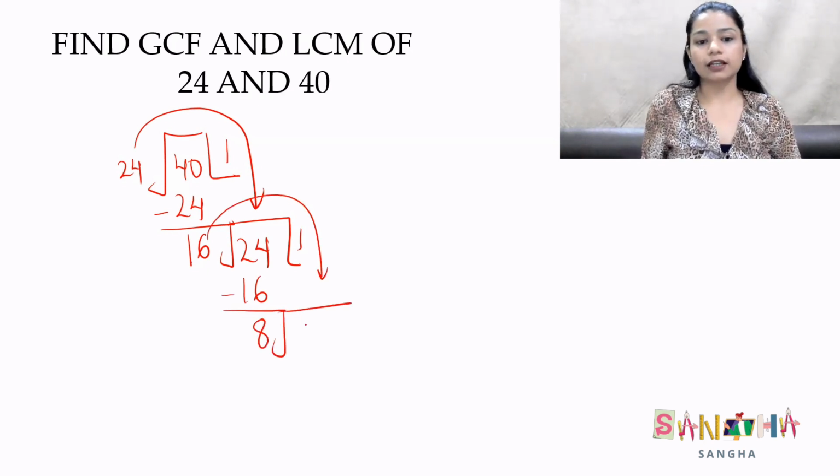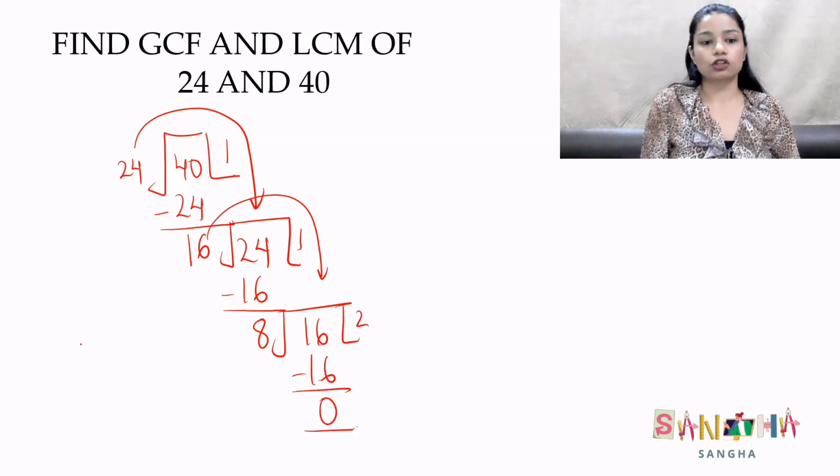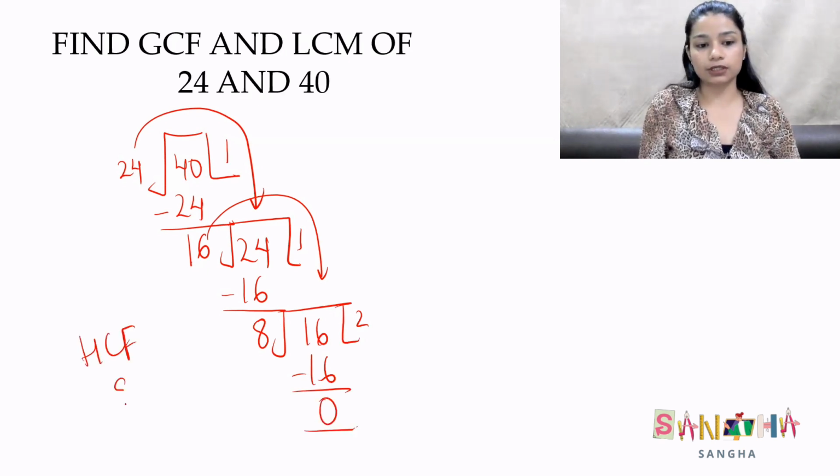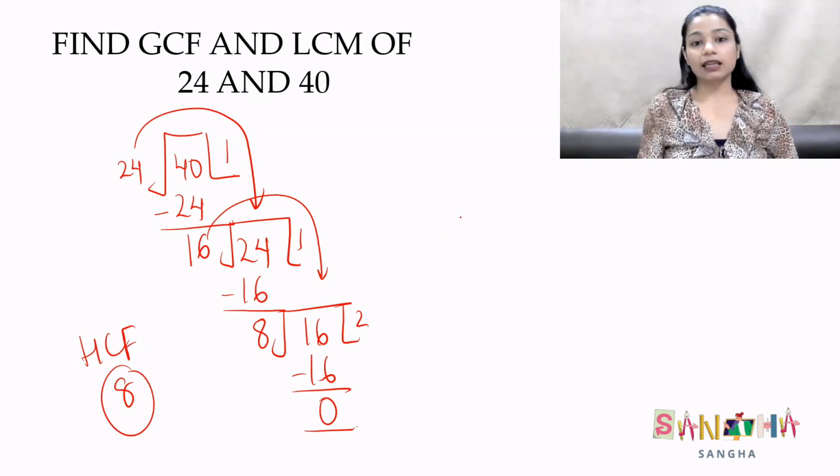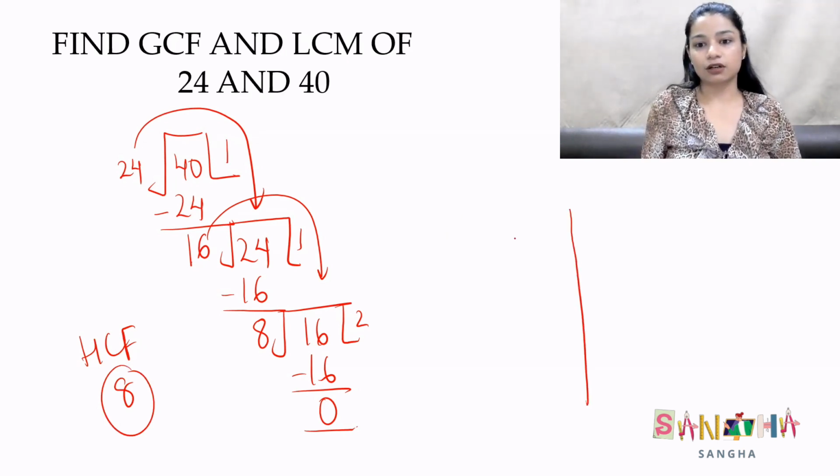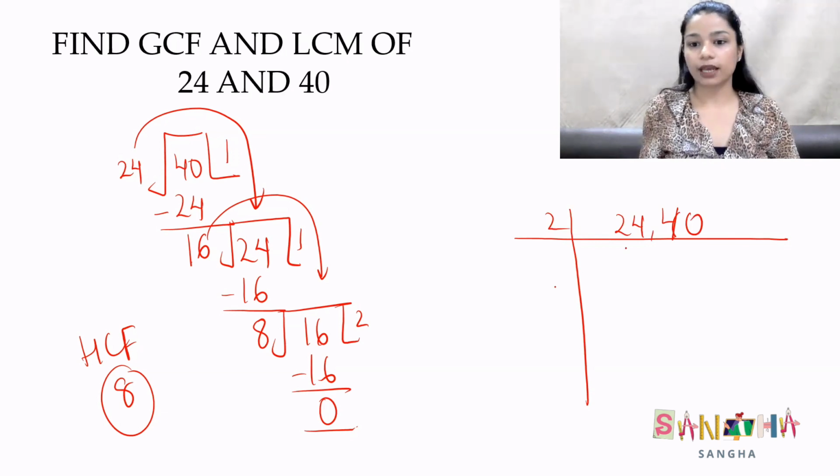So we solve it till our remainder is 0, and here we are getting our remainder 0. So HCF of these two numbers is 8. And then LCM, the very common method students use is this one.